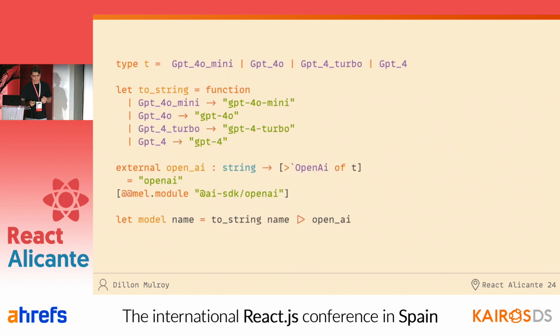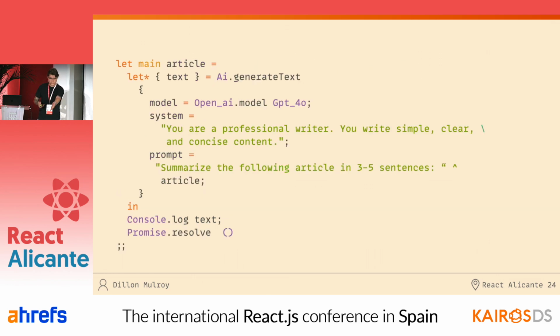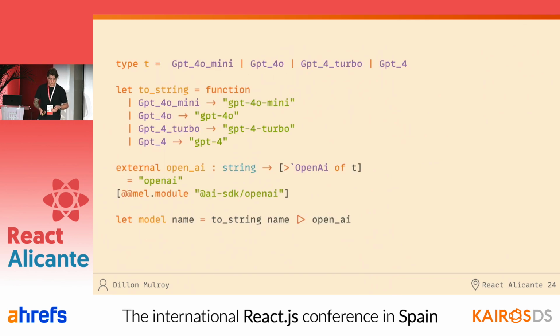And if we dive a little bit deeper and look at where that GPT-4o on the model line comes from, it's going to come from a module like this, where we have this type T. If you can imagine this being a single file or an ECMAScript module, type T is the way we express in OCaml the main type that we're going to operate over in this file. So we have a sum type here with the different models. We have a way to convert those sum types to strings. And then we have this crazy looking external OpenAI.